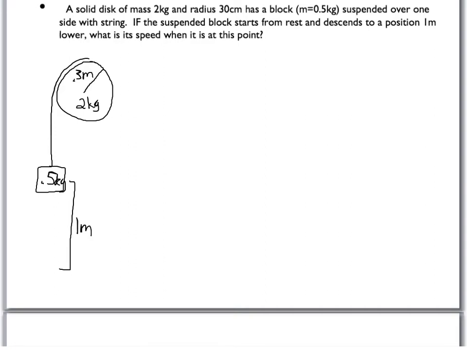Let's look at another example from section 10.7, where we will this time utilize the work kinetic energy theorem. Here we have a solid disk with mass 2 kilograms and radius 30 centimeters that has a half kilogram block suspended over one side with a string. Now that suspended block will start from rest and then descend to a position 1 meter lower. The question is, what is its speed when it gets to that point?